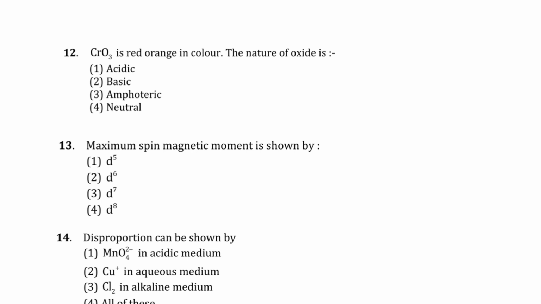12th question. CrO3 is red orange in color. The nature of the oxide is: first one acidic, second one basic, then amphoteric, and neutral. Already in the previous 10th question I explained that the higher the oxidation number, the more acidic. So according to this, in CrO3, x plus 3 minus 2 is equal to 0, then x equals plus 6, a higher oxidation state, therefore acidic in nature. That is the first option.